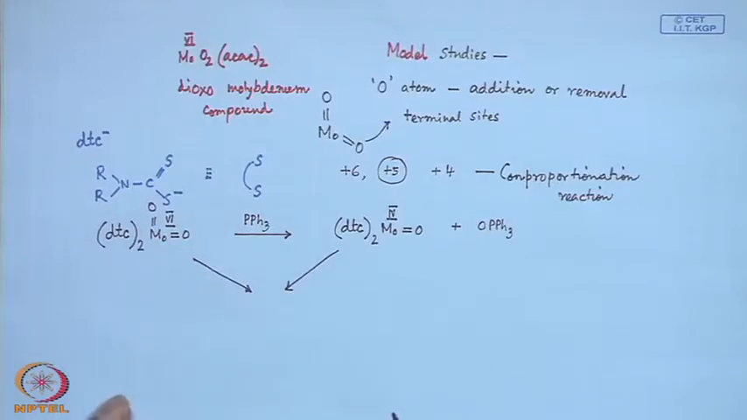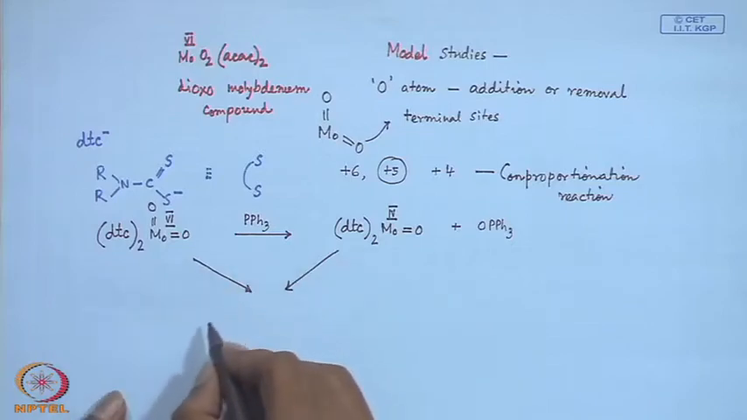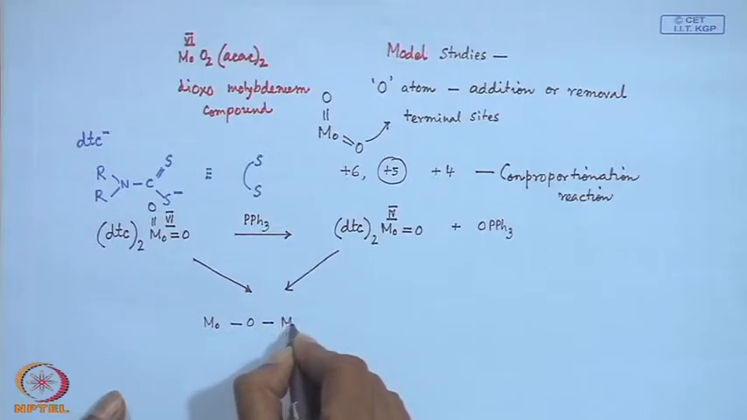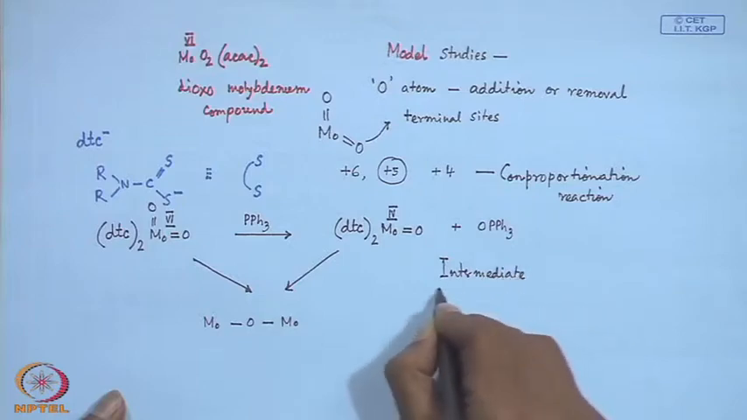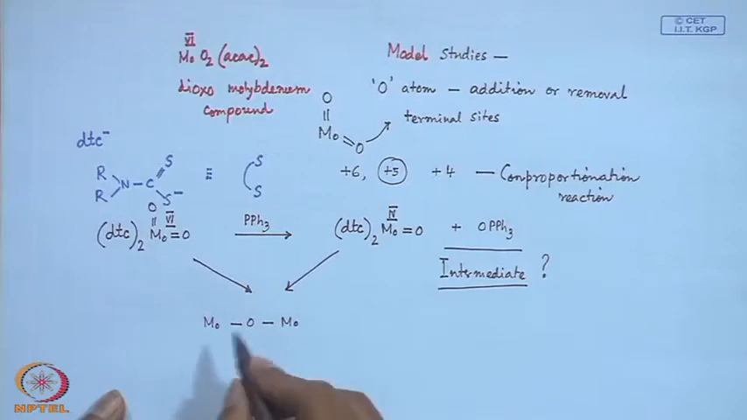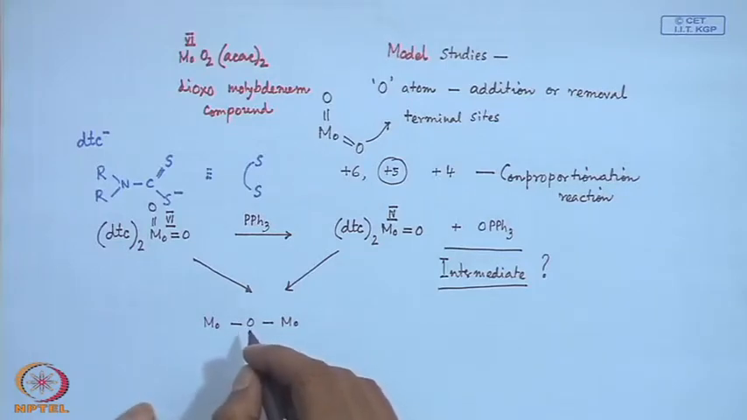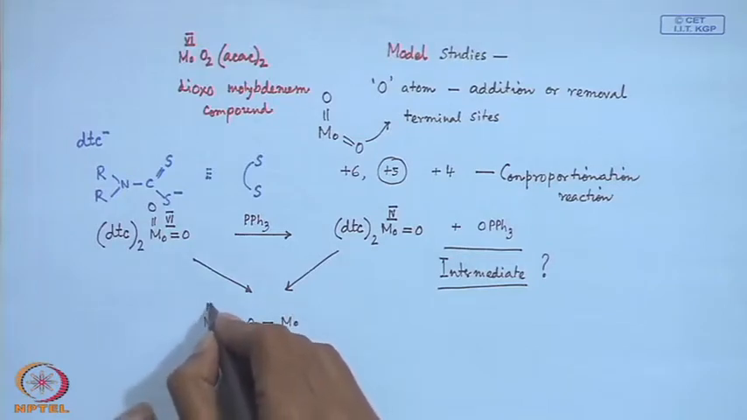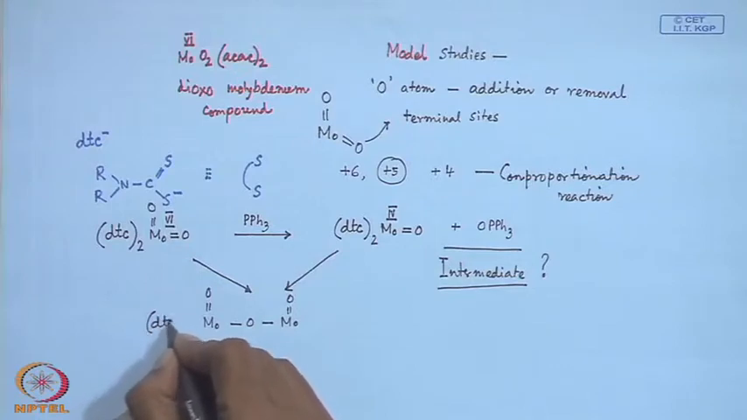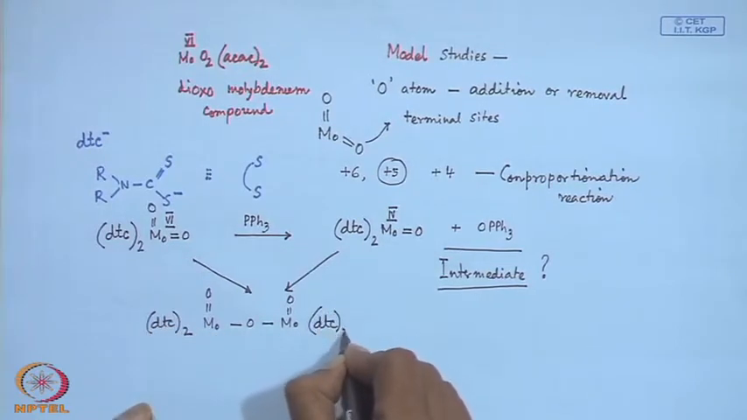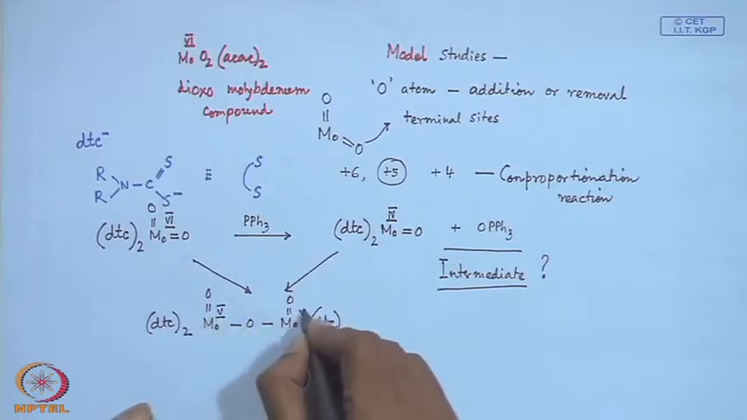Comproportionation reaction means that when these two interact with each other, you expect a dimeric form, a molybdenum 5,5 dimer. So, how can these two interact? It is a molybdenum oxo molybdenum dimer. That means, we are looking in the enzymatic cycle for the intermediate. What is that intermediate? This is the corresponding oxo form, this is the corresponding oxo, and two DTC ligands are still attached to it. This is 5 and this is 5.